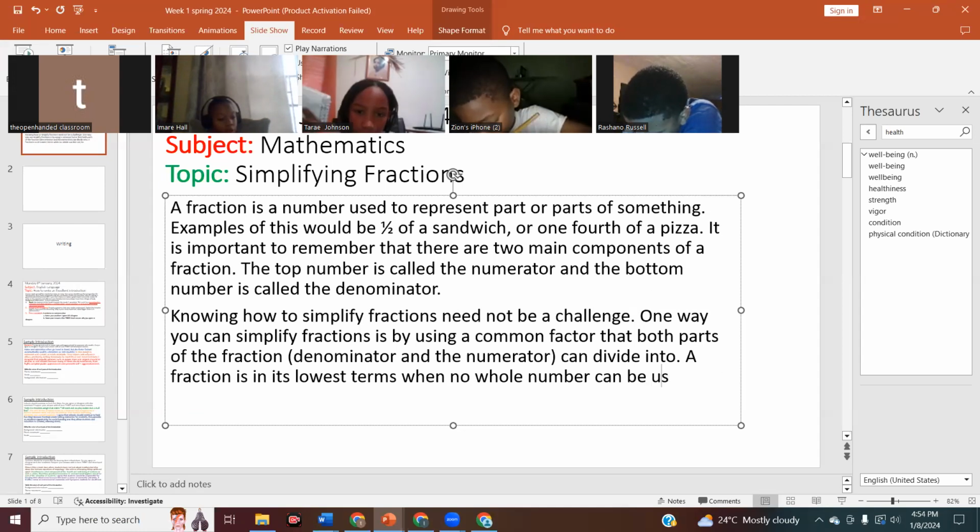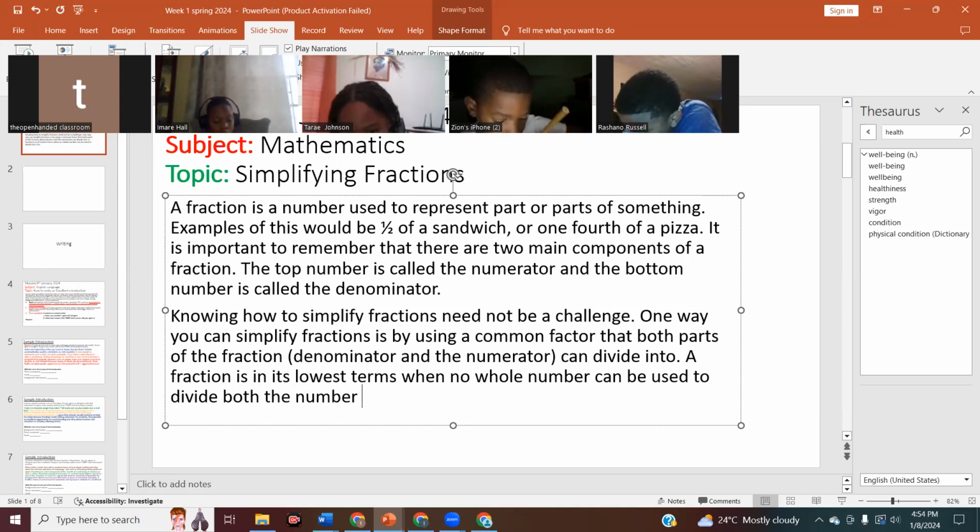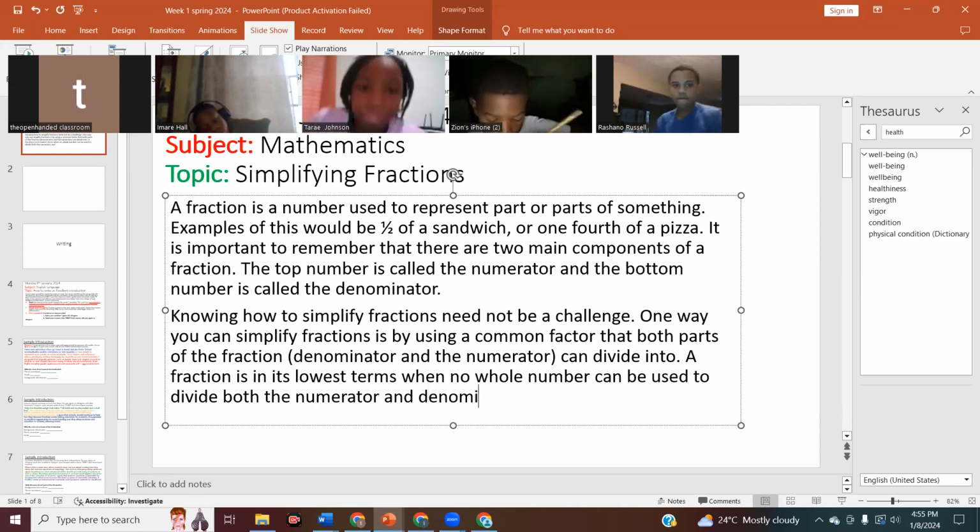Can be used to divide the numerator and denominator, except for one.